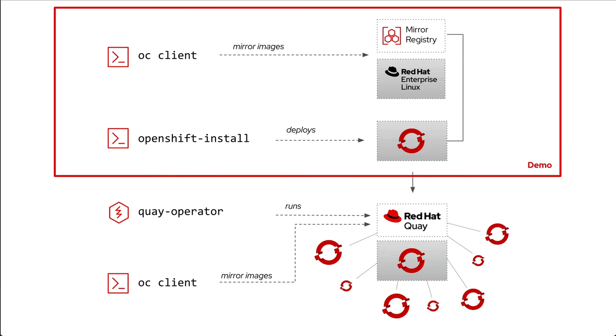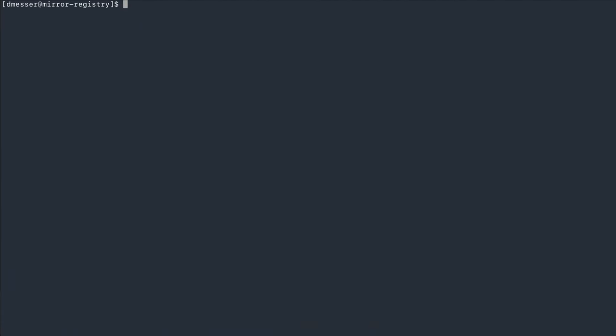In this demo, we will show how easy it is to deploy the mirror registry and use it to install a first disconnected OpenShift cluster. So let's get started. Here we have a Red Hat Enterprise Linux system with two CPUs, 8 gigabytes of RAM, and around 100 gigabytes of local storage. I have the mirror registry for Red Hat OpenShift downloaded in the form of a tarball here. So let's unpack that first.